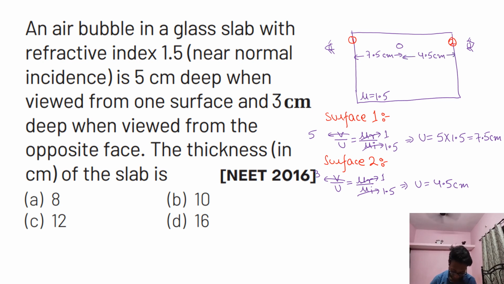This formula came from refraction through a curved surface where radius is equal to infinity. Check that slide. So the total width of the slab is 7.5 plus 4.5, which is nothing but 12. The correct option is option number C.